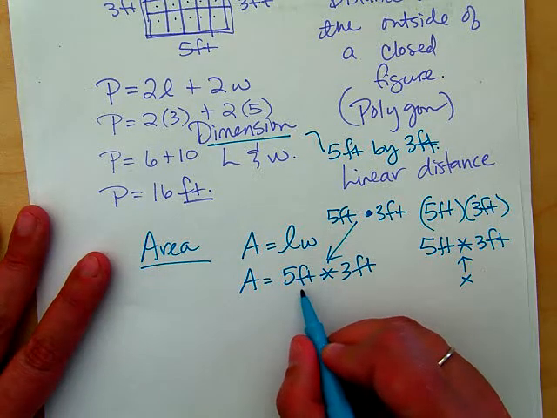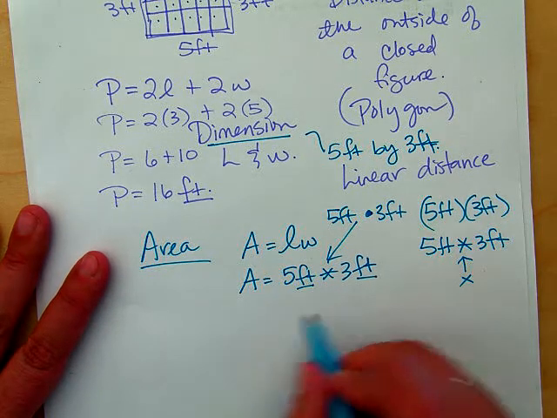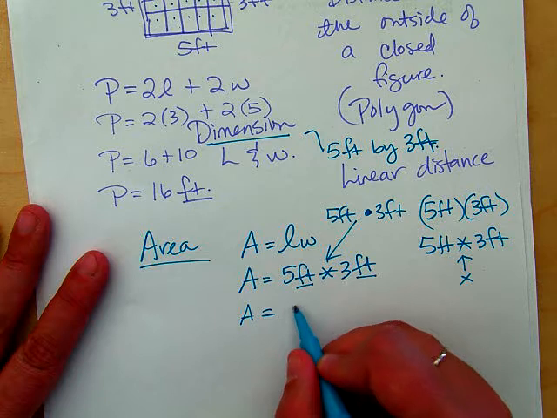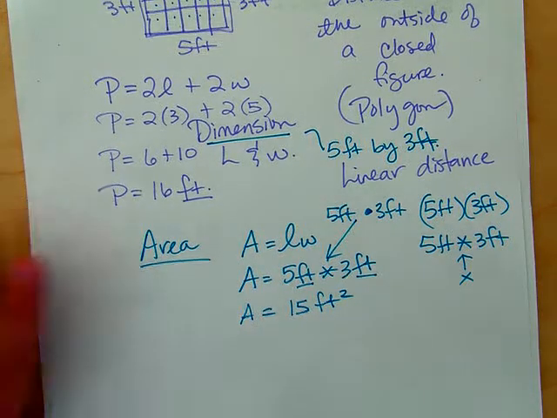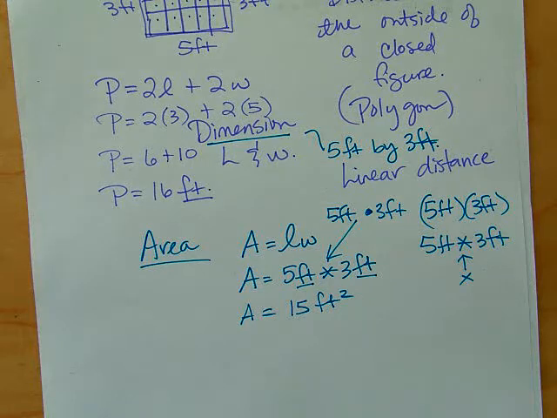Okay, and notice what happens is your feet times your feet give you 15 square feet. And if you write the square next to it, it's literally saying it's not a linear distance. It's taking up two-dimensional space. So anytime you buy things like carpet, or you want to paint the wall, that's area, right? Even an area rug. What does an area rug do? It takes up area. Yeah?